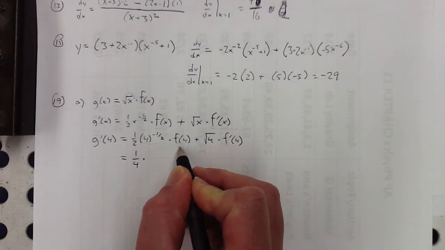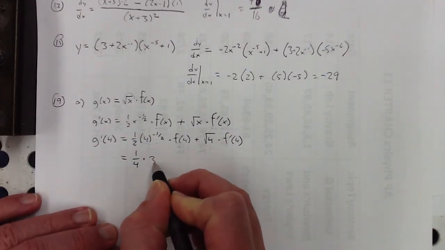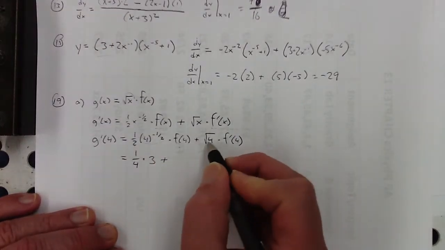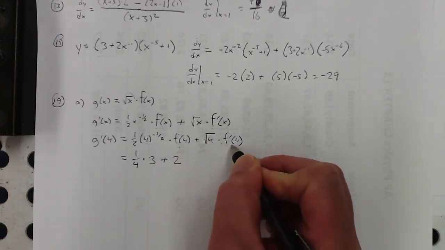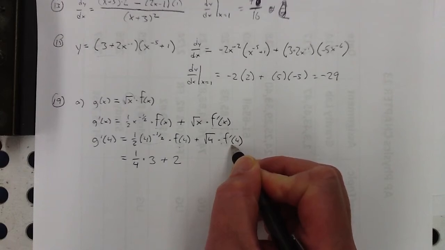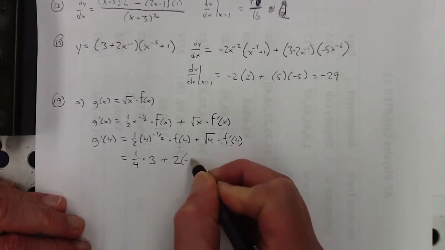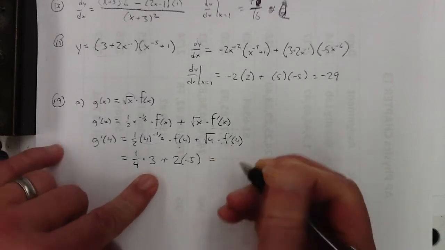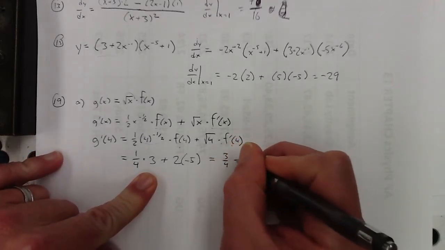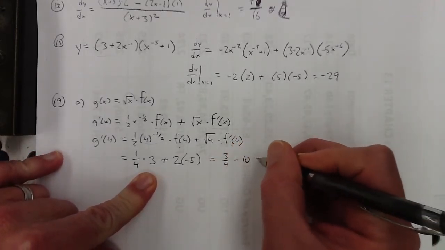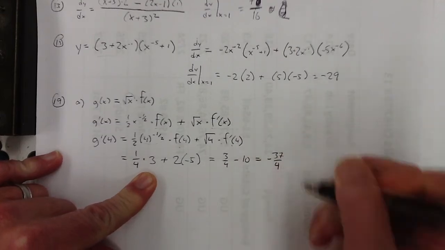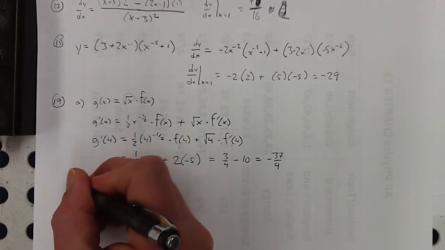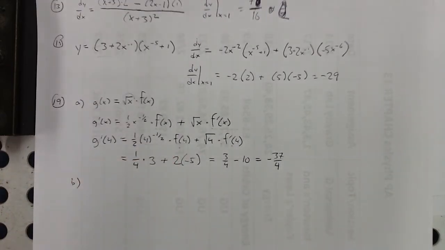And if you look in the problem, it actually told us f of 4 is 3. Okay? The square root of 4 is 2, times f prime of 4 is negative 5. And that's it, people. So I got 3/4 minus 10, or what is that? Negative 37/4, I suppose. Number 19, B.